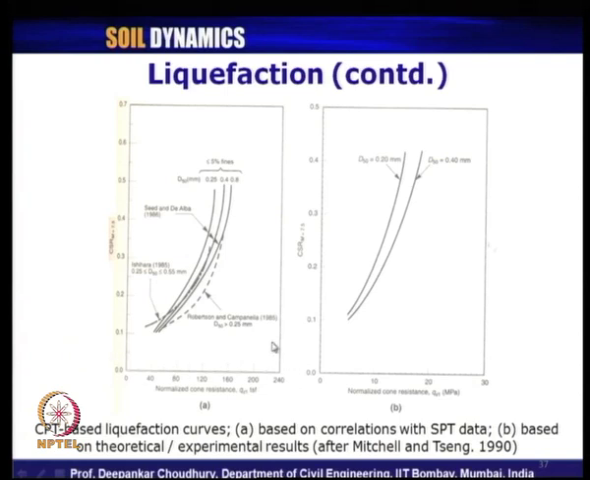Similarly, what was done for CSR with M equal to 7.5, or the CRR, the newly modified term, versus SPT value, the same thing has also been proposed by other researchers like Mitchell and Zheng 1990, that is CRR versus normalized cone resistance. Normalized means after doing all the corrections, overburden correction and clean sand correction, then this is the relationship. For different fines content they also obtained curves.